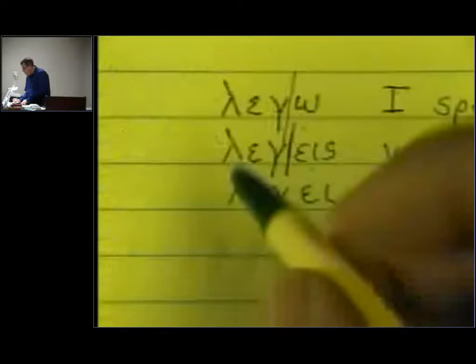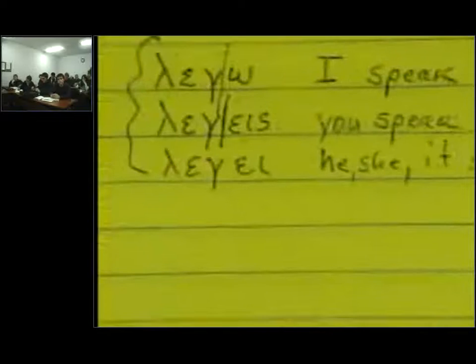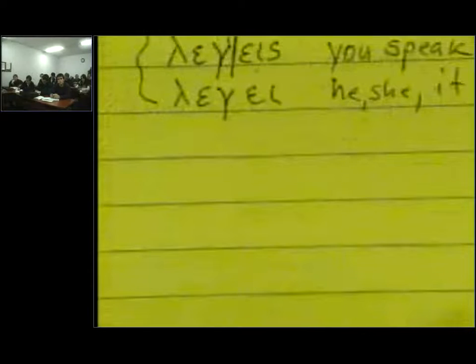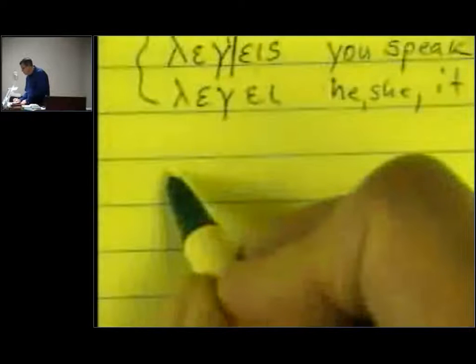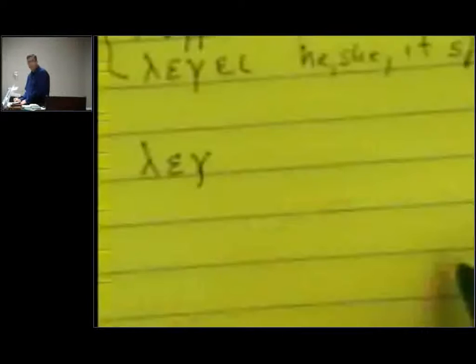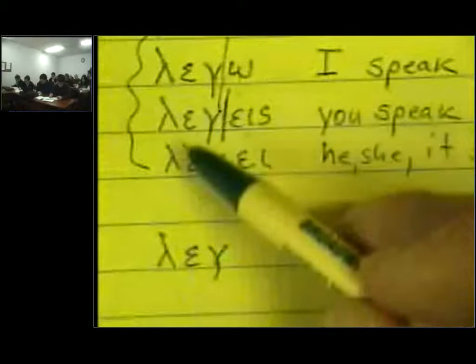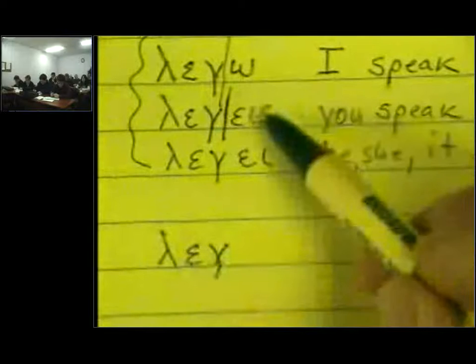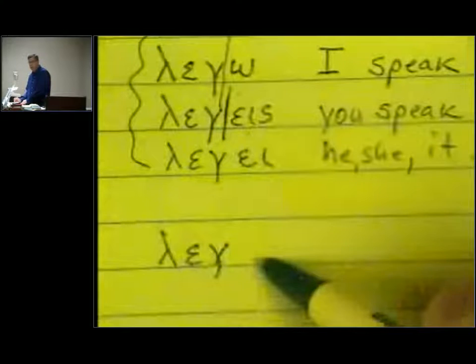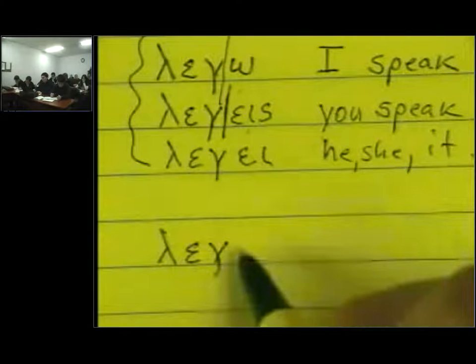All of these are singular. Now let's go to the plural. We start with the same stem. See, the stem is the same all the way down. But the ending changes depending on who is speaking.